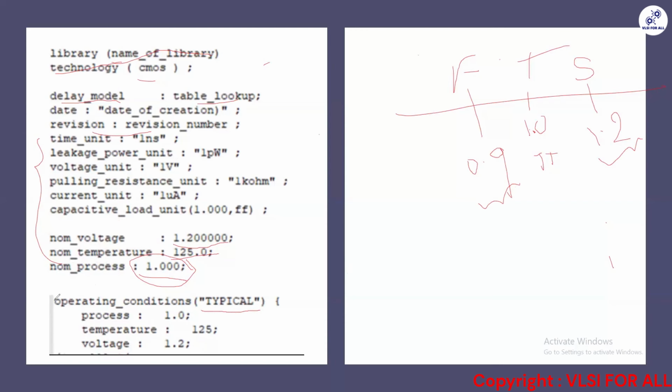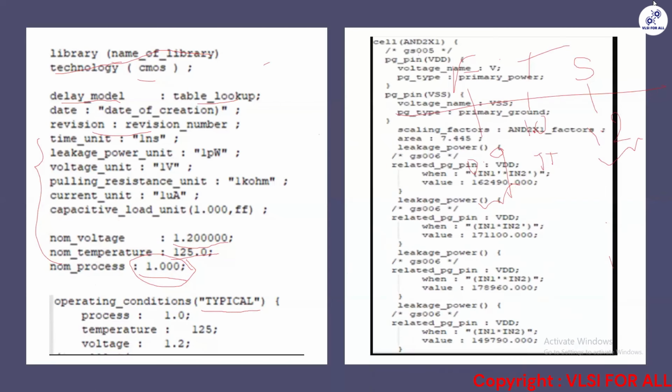Again, there are different things mentioned: the operating condition, I have this process, temperature, voltage. So you understood that within this, you'll have information related to your PVT corners, your technology, the revision, and the different units related to your current, voltage, power. Now, this was the header section of your library.